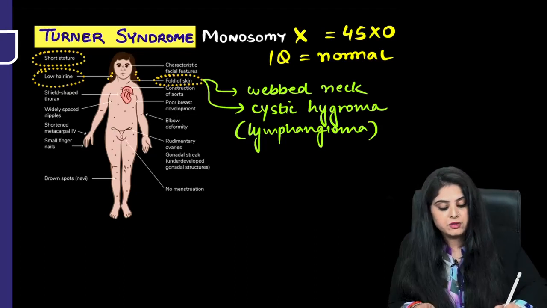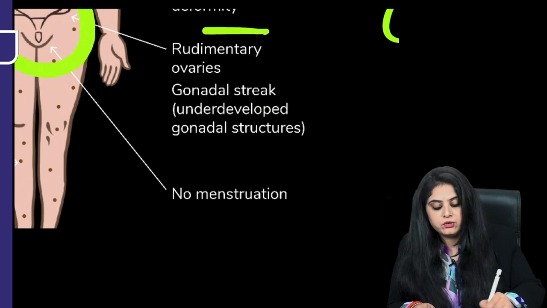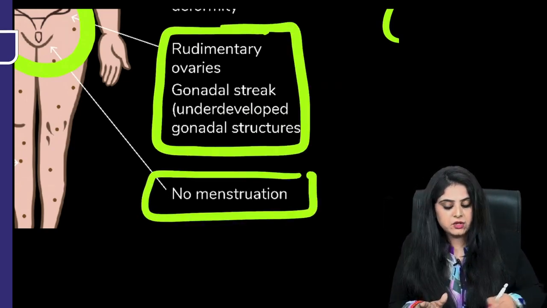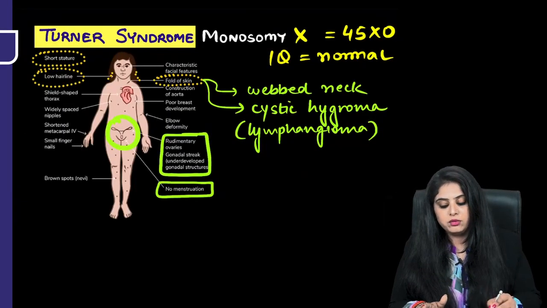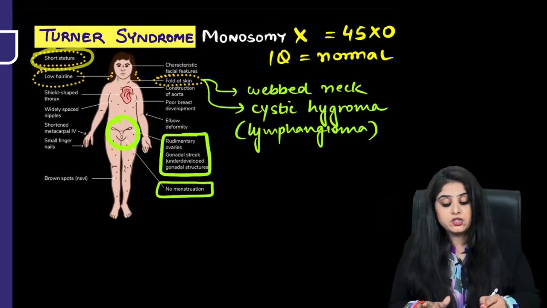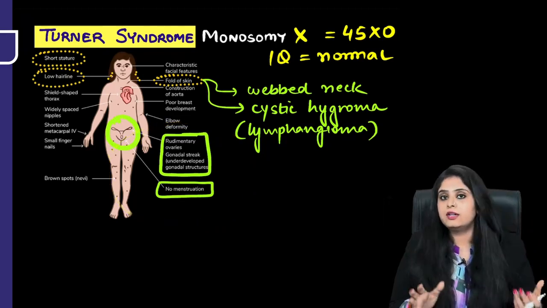What do you have in terms of their ovaries? I think everyone knows rudimentary ovaries. Rudimentary ovaries are known as streak ovaries. And because their ovaries are not developed, that is why they are never going to have menstruation. These are the basic points that you're going to have. So please note, webbing, cystic hygroma, these 2 points are very important. Short stature, IQ is normal, and they will never have menstruation because they are going to have streak ovaries.